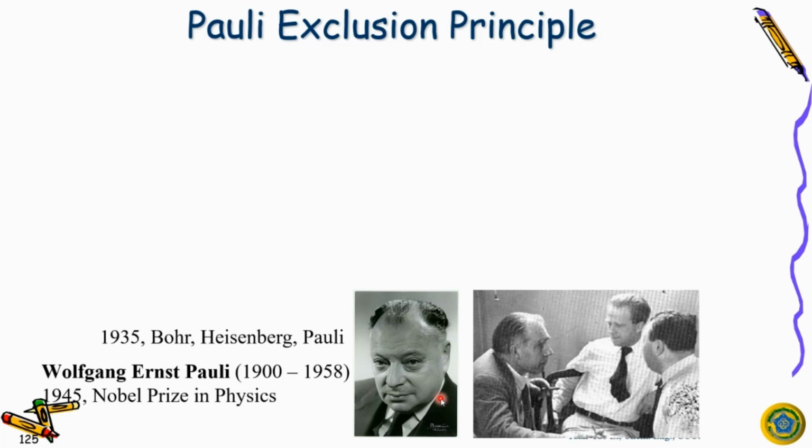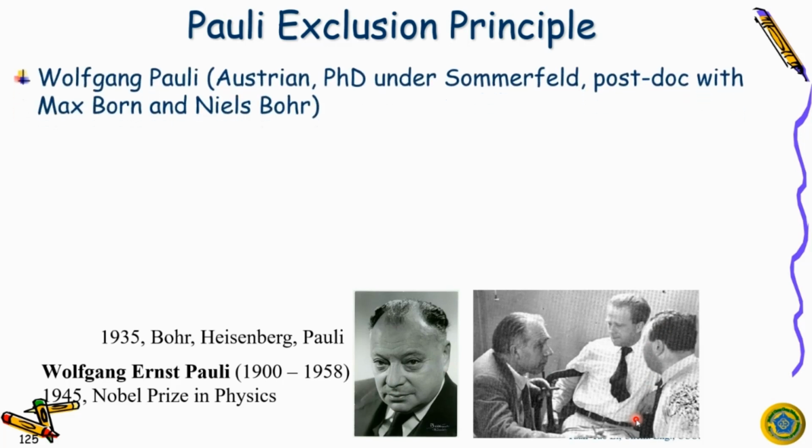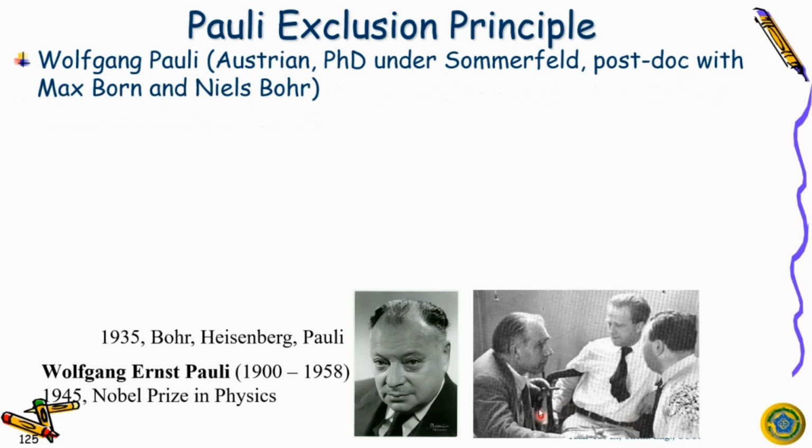Okay, let's talk about the Pauli exclusion principle first. This is Pauli. He's also a Nobel Prize winner, in 1945. Pauli was a student of Sommerfeld. He got the Nobel Prize, but Sommerfeld didn't get a Nobel Prize. Again, he worked as a postdoc with Niels Bohr and Max Born.